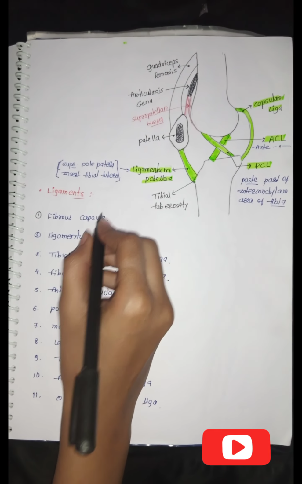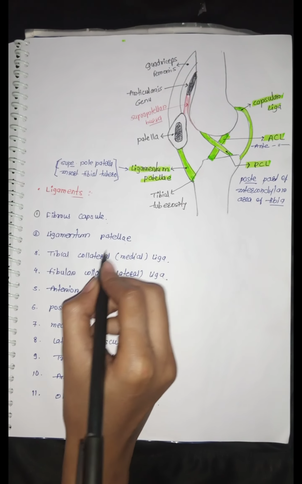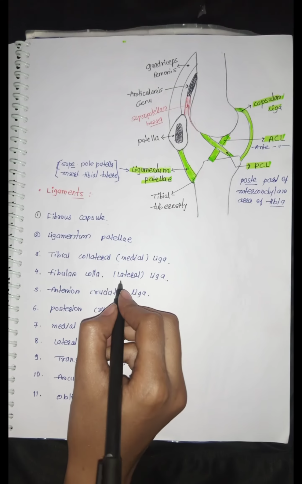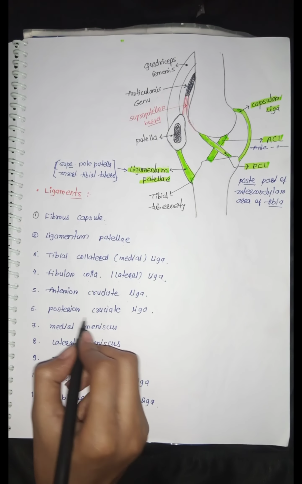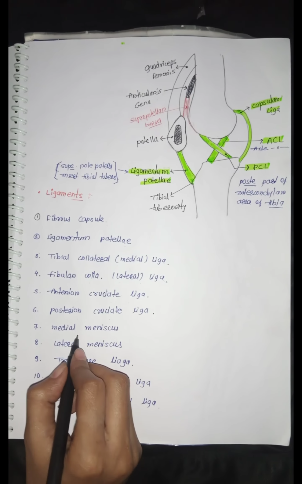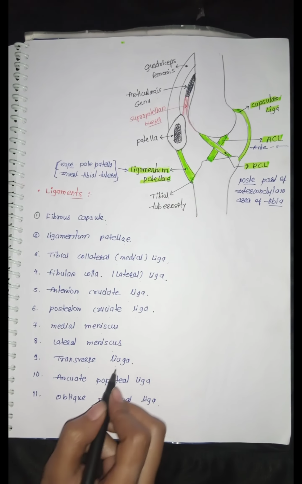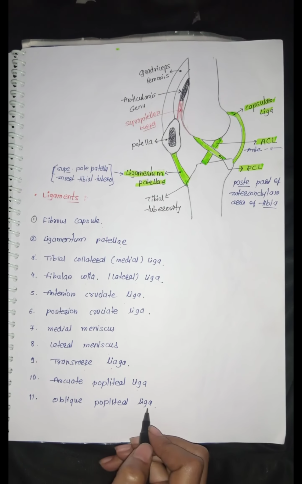Ligaments of knee joint. Fibrous capsular ligament, ligamentum patelli, tibial collateral ligament, fibular collateral ligament, anterior cruciate ligament, posterior cruciate ligament, medial meniscus, lateral meniscus, transverse ligament, arcuate popliteal ligament, oblique popliteal ligament.